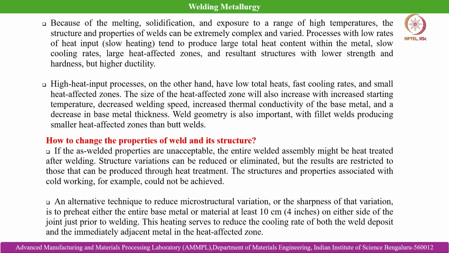The entire welded assembly might be heat treated after welding. So, the structure variations can be reduced and eliminated, but the results are restricted to those that can be produced through heat treatment. The structure and properties associated with cold working, for example, could not be achieved, but up to a certain degree we can minimize the compositional differences between the weld zone and the parent metal, and also we can improve on the strength and elongation properties of the weld joint.